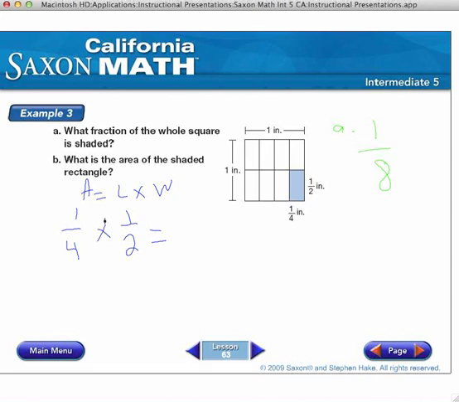I multiply straight across. 1 times 1 is 1. 4 times 2 is 8. So I have 1/8 inches squared. Remember, this is area. And area, the units are always squared. So my area is 1/8 inches squared, which happens to be the same as what fraction of the whole was shaded, also 1/8. Okay, let's look at example 4.